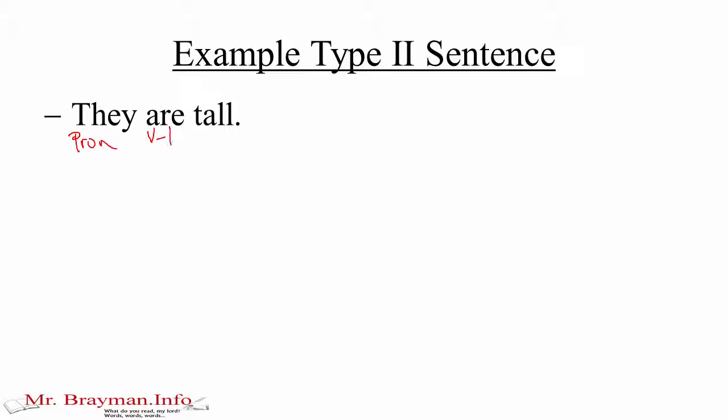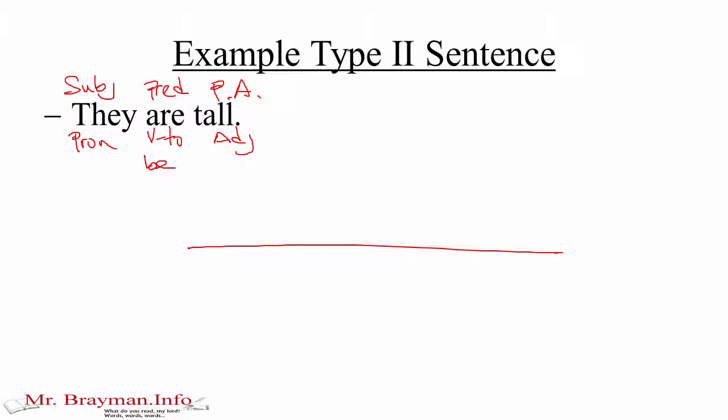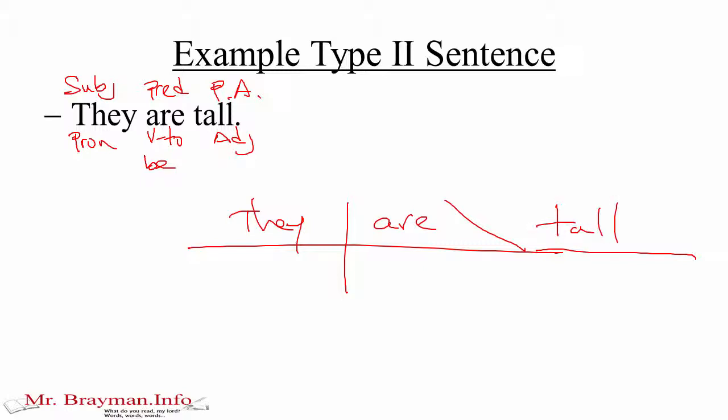Once again, the verb, always a verb form of the verb to be with these, and then an adjective. So subject, predicate, predicate adjective. I'm going to abbreviate that as PA. So main line of the sentence, subject, predicate divider, they are, and then backslash for my predicate adjective, tall. Very simple, right?